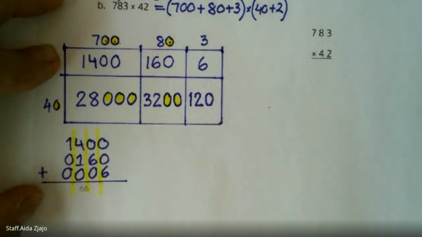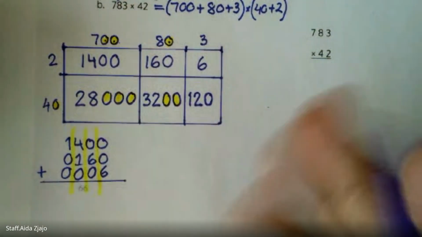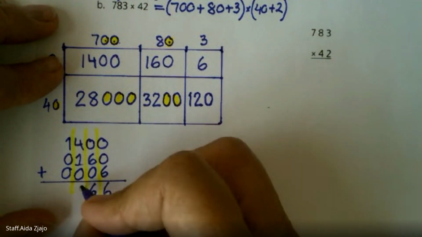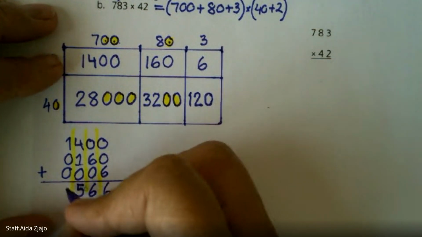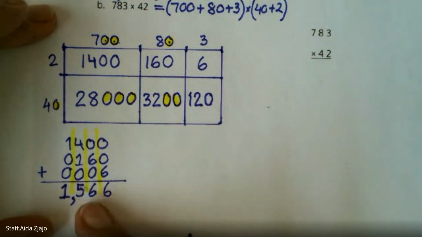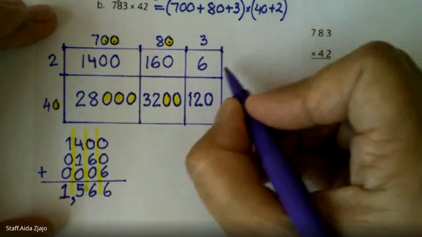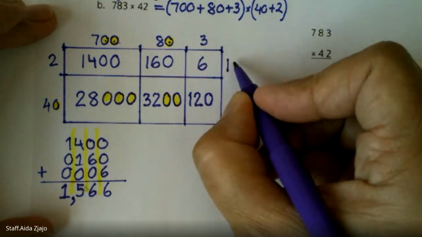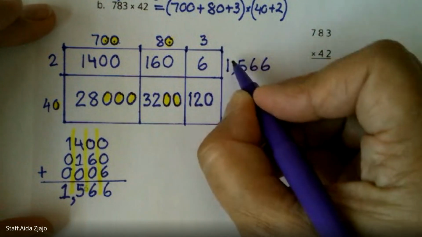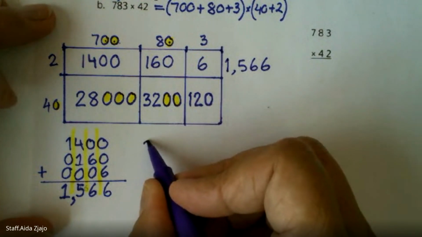I'm doing this because sometimes kids tend to skew their calculation on the side, and they make silly mistakes instead of doing correct calculation. So this is 1,566. So these three areas are 1,566.